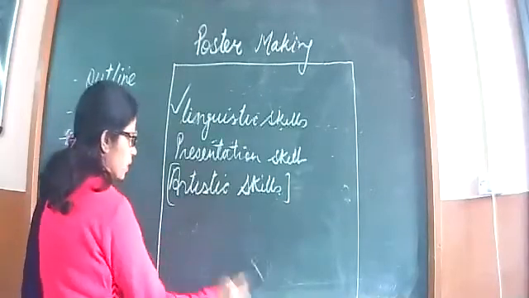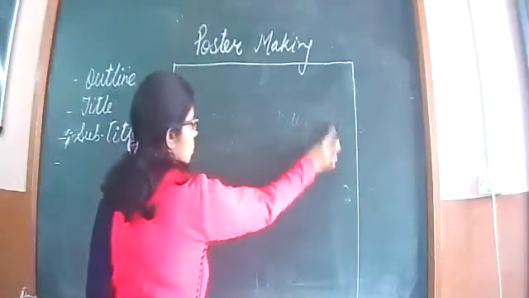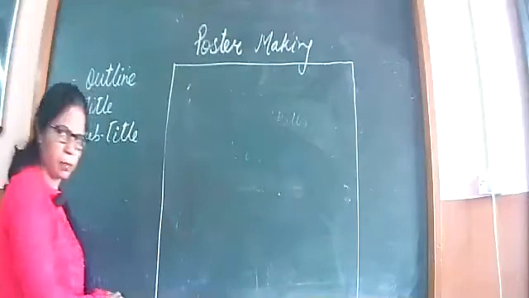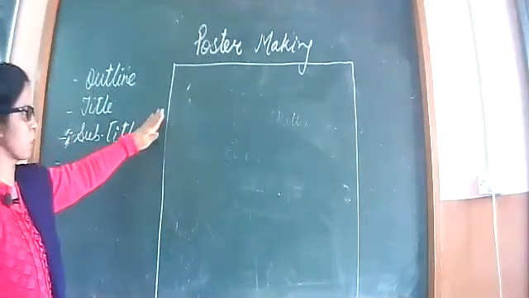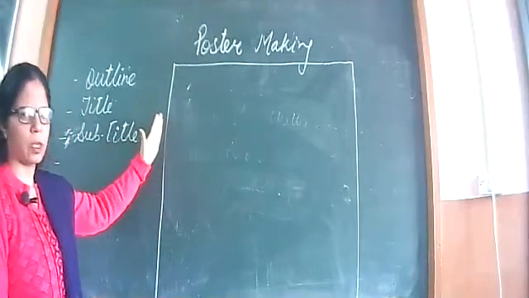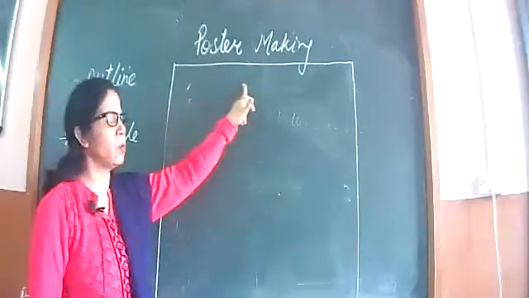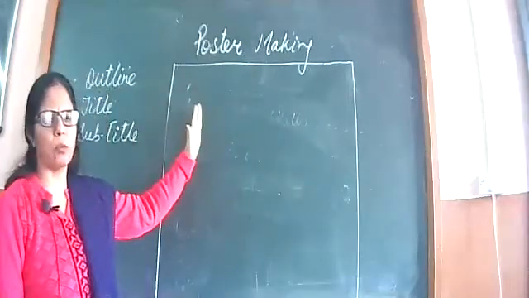So format wise, if we talk about what things are to be kept in mind for making a poster, first of all, you have to draw an outline. You outline the whole page, you outline the whole sheet. Okay, you outline it. So after the outline, on the very top, you have to write a suitable title for your poster.